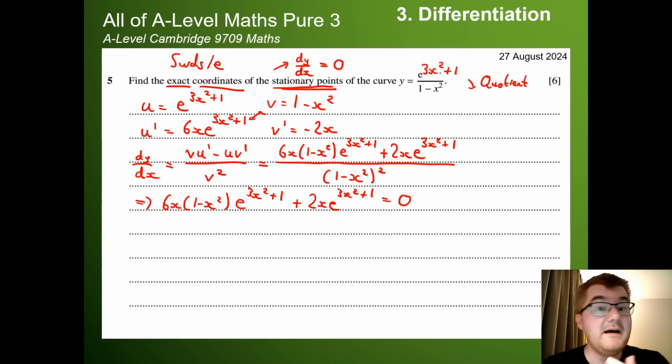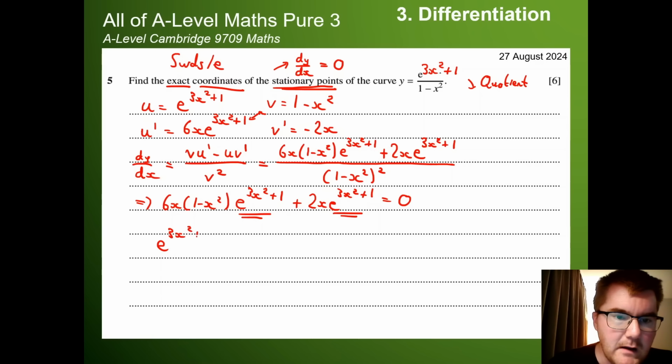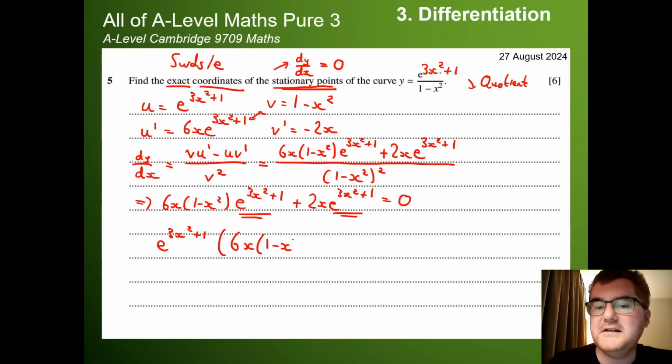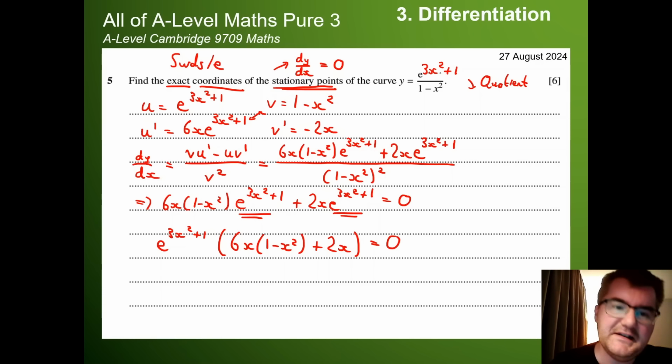Now, the way to go about this, particularly with e functions, you'll see this quite a lot. We take out this factor that's shared here. So we have e to the power of 3x squared plus 1. Whatever we're left with, we put in the second bracket. So 6x, 1 minus x squared plus 2x is equal to 0. And we use the idea of quadratics, which is if you have two things that are multiplied to give you 0, then one has to be 0.